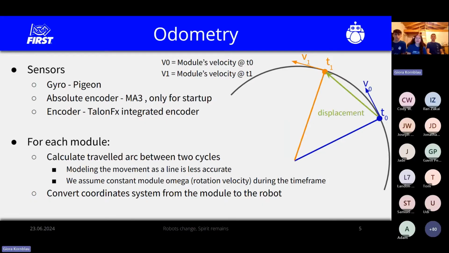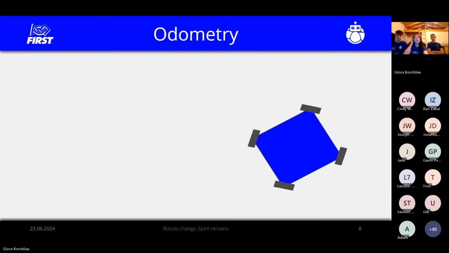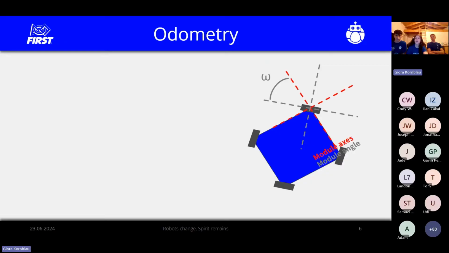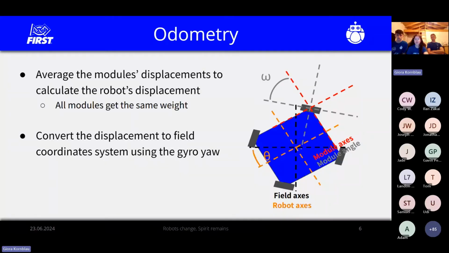The next thing we do, after we calculate the arc for each module, is convert the coordinate system from the module to the robot. So this is our robot. For each module, we have the module angle and the module axis. Then we have our robot axis. We call the center of our robot our 0,0, the middle of our coordinate system. And then we have the field axis. So we rotate everything and convert the coordinate system for the displacements.